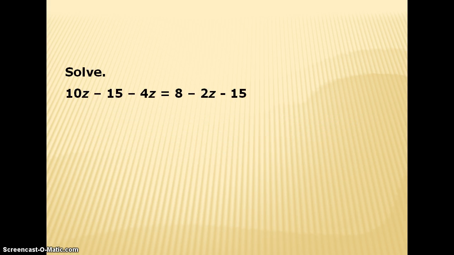Let's add some more terms. 10z minus 15 minus 4z equals 8 minus 2z minus 15. Remember from section 2, the first thing we want to try to do is simplify on each individual side. So let's start by combining like terms. So on the left-hand side, we have 10z minus 4z. On the right-hand side, we have 8 minus 15 that can go together.